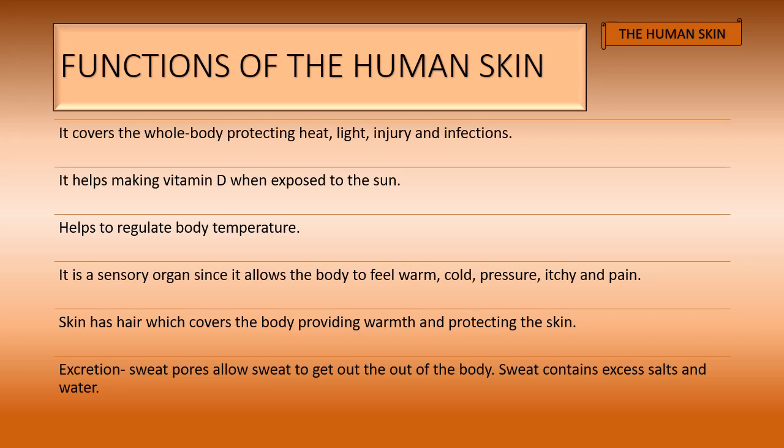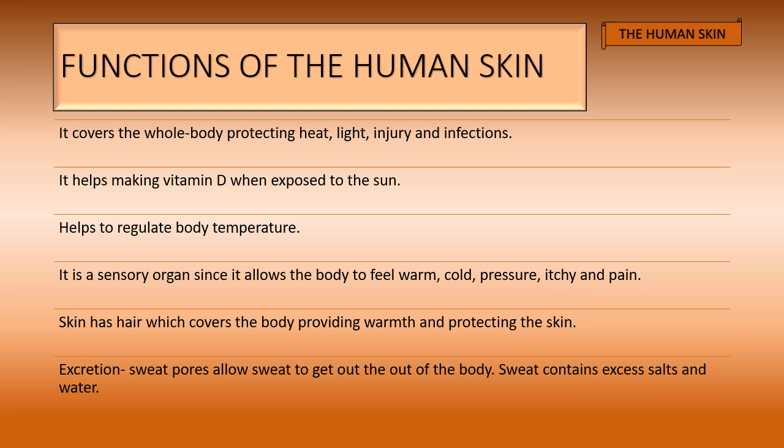Number one, skin covers the whole body, hence it protects the body against heat, light, injury and infections. The skin also helps in making vitamin D, especially when it is exposed to the sun. Skin helps in regulating body temperature. This is through the hair that is found in the skin, and also when we sweat. When it is warm, we sweat because the body is cooling down. That is thermoregulation.